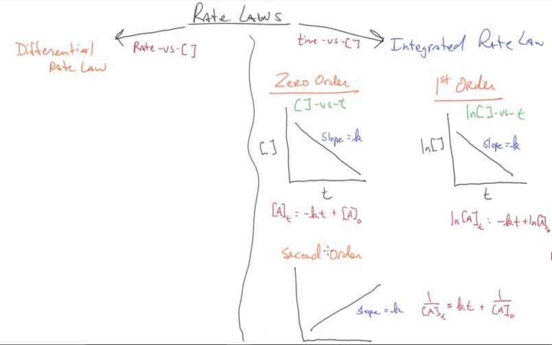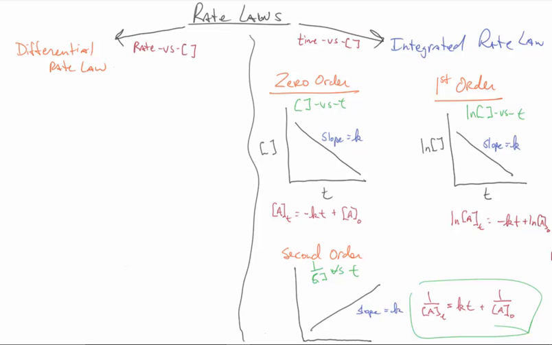And then by second order, the last one, this is the reciprocal. This is 1 over concentration, right, versus time. And this is the only graph with a positive slope. And so that's an easy recognizer or easy clue, if you will, to recognize that, hey, this is a second order relationship. And again, it's got its own little nuance of the equation.